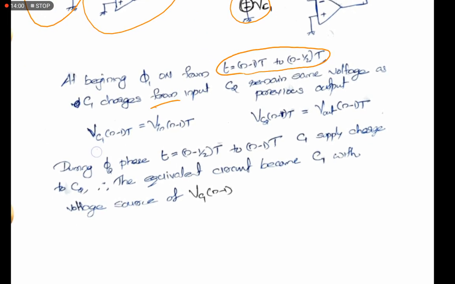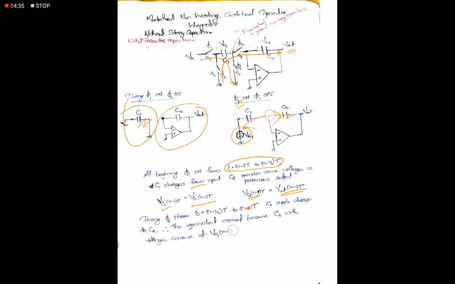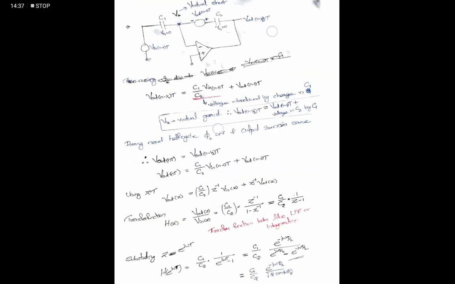When phi 1 is on, from t equal to (n minus 1)T to (n minus 1/2)T, C1 charges and the voltage across C1 becomes V in of (n minus 1)T, and V2 remains at its previous value, V out of (n minus 1)T. There is no change in this half period. During phase phi 2, from (n minus 1/2)T to nT, C1 supplies its charge to C2, an equilibrium condition is achieved, and the output voltage will change. We need to find the equation of that output voltage.